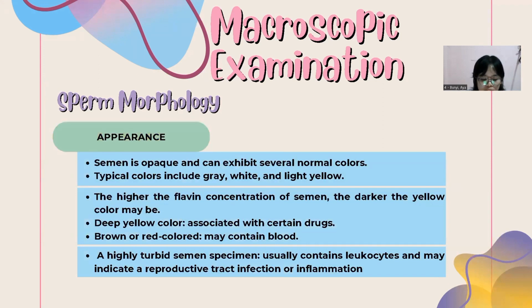For the appearance, semen is opaque and can exhibit several normal colors. Typical colors include gray, white, and light yellow. The higher the flavin concentration of semen, the darker the yellow color may be. Deep yellow color is associated with certain drugs, and brown or red color indicates the specimen contains blood. A highly turbid semen specimen usually contains leukocytes and may indicate a reproductive tract infection or inflammation.